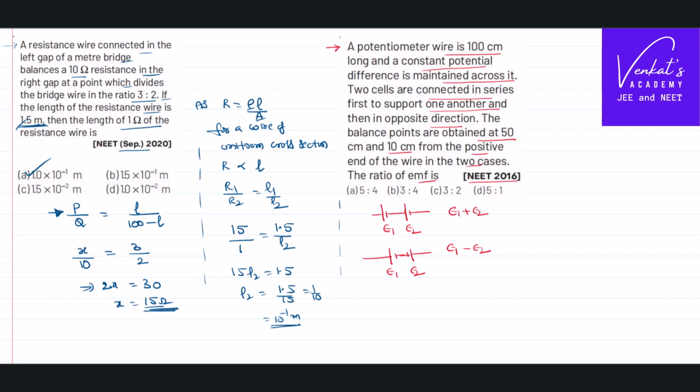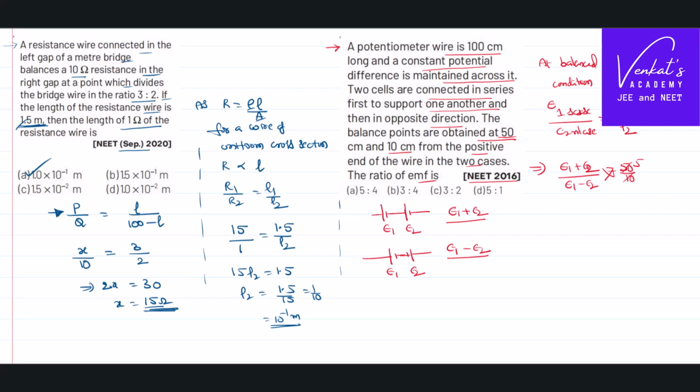You know, for a potentiometer at balanced condition, it is used to compare the ratios of EMFs, that is EMF in the first case by EMF in the second case, that is kept in the secondary circuit, is balancing length L1 by balancing length L2. In the first case two cells are connected in order, so the total EMF is E1 plus E2. In the second case they were connected in opposite order, that is E1 minus E2, and the balancing lengths are 50 and 10, both in centimeters, that is 5.